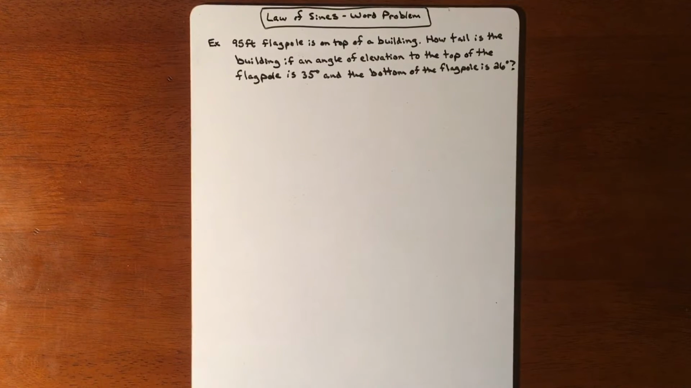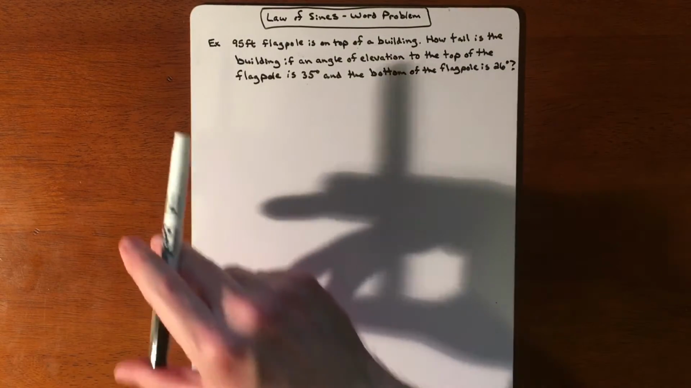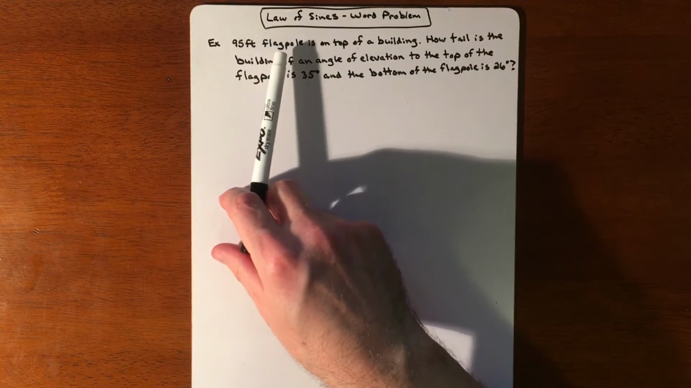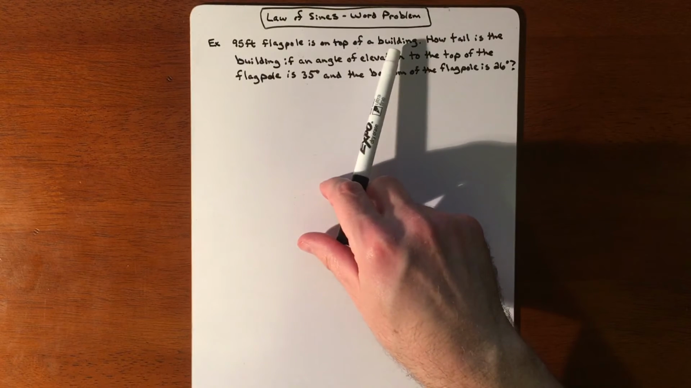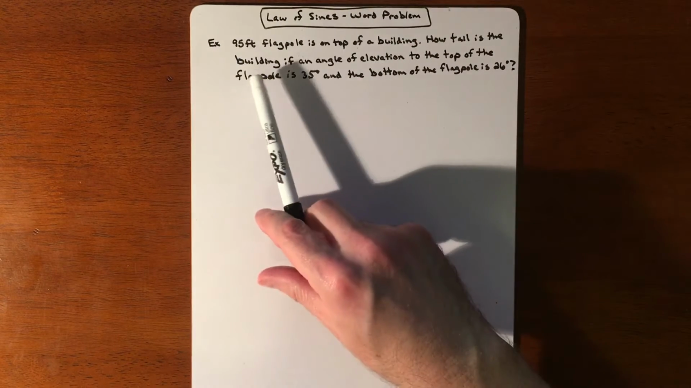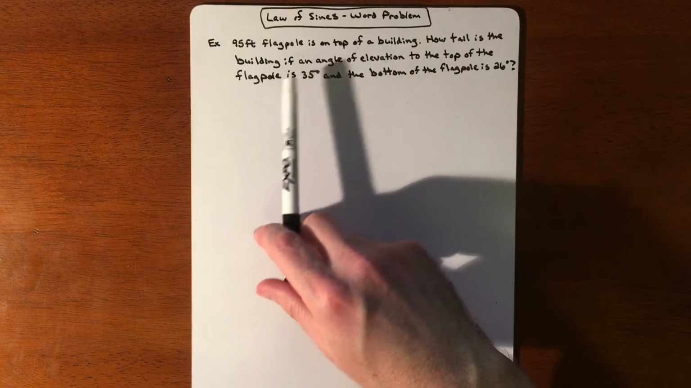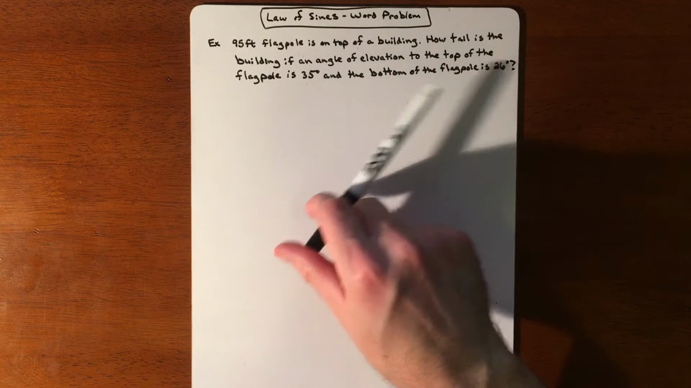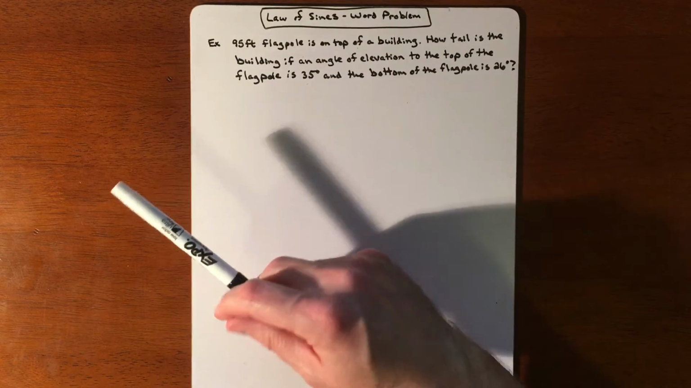In this example of the law of sines, we're going to do a word problem. We don't have a picture, so we'll have to create one. It's a 95-foot flagpole that is on top of a building. How tall is the building if the angle of elevation to the top of the flagpole is 35 degrees and to the bottom of the flagpole is 26 degrees?